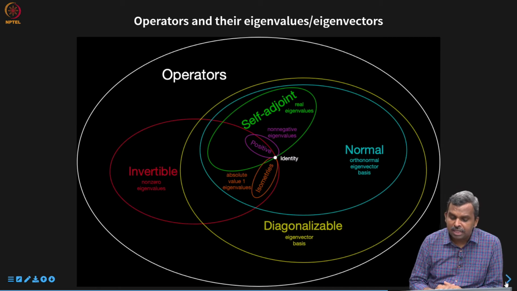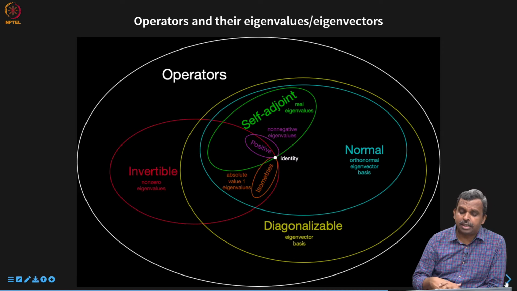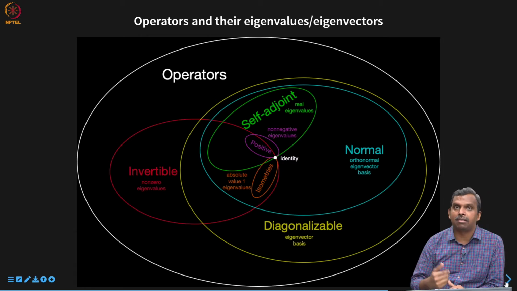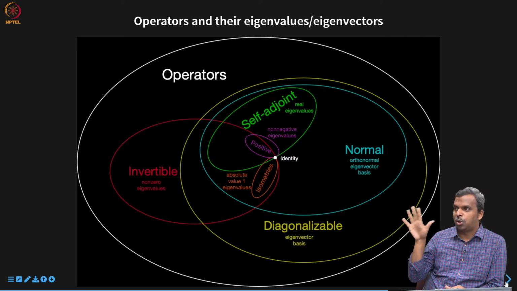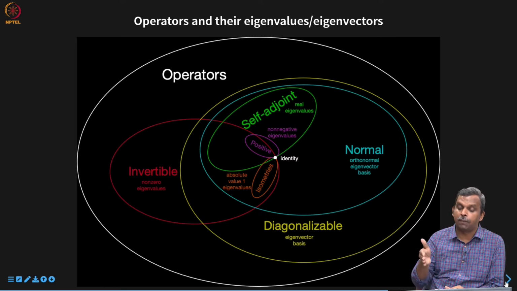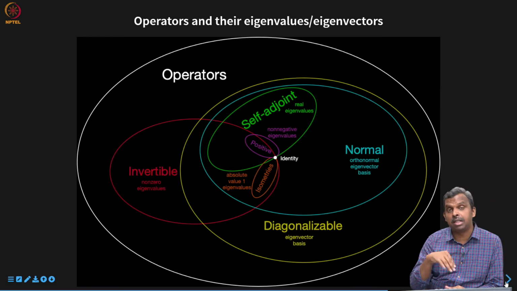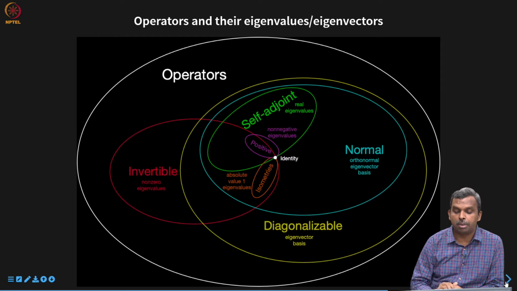Then we studied these positive operators and isometries. Let me come to positive. Positive is quite easy to classify. Among the self-adjoint operators, positive is those that have non-negative eigenvalues. So you go from an orthonormal eigenvector basis, and then you specialize on the eigenvalues. Real eigenvalues, you go to self-adjoint. Non-negative eigenvalues, you go to positive. Because I've said non-negative, positive operators may be invertible, may not be invertible. If they have zero eigenvalues, then they will not be invertible. So they lie on both sides of the invertible set, with only a partial overlap.